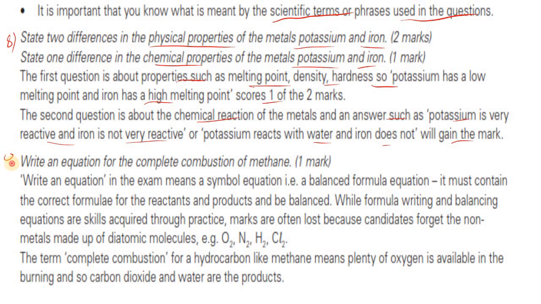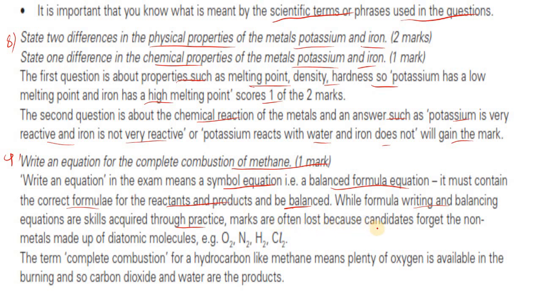So this is the way. Now point number 9 is: write an equation for the complete combustion of methane, right? What you have to write in the exam is a symbolic equation, not a word equation, and we have to balance it also, and it must contain the correct formulae for the reactants and products. Sometimes there are 2 marks for the completely balanced equation, and we have to mention the state symbols also, whether it is solid, liquid, gas or aqueous. Formula writing and balancing equations are skills acquired through practice, right?